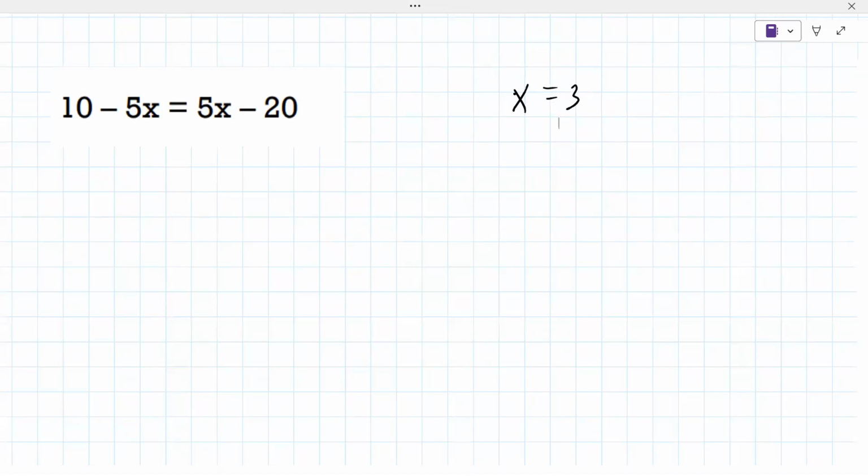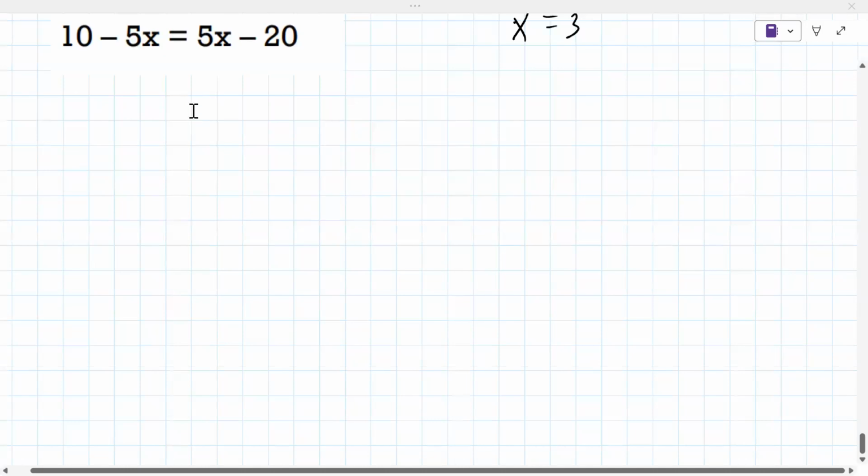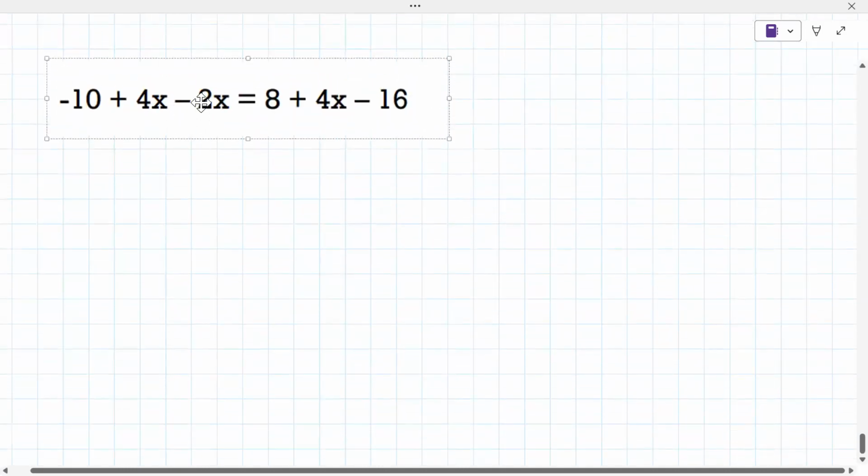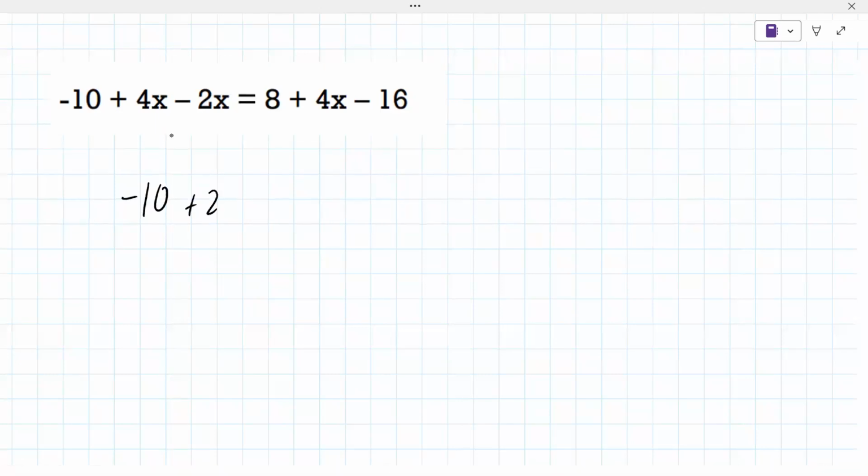All right, so the way these problems get more difficult is they introduce more combinations of stuff that we've been doing. So here's a new problem for us to look at. Notice on the left side, you can combine like terms. On the right side, you can combine like terms. But when you do that, it becomes a two-step equation.